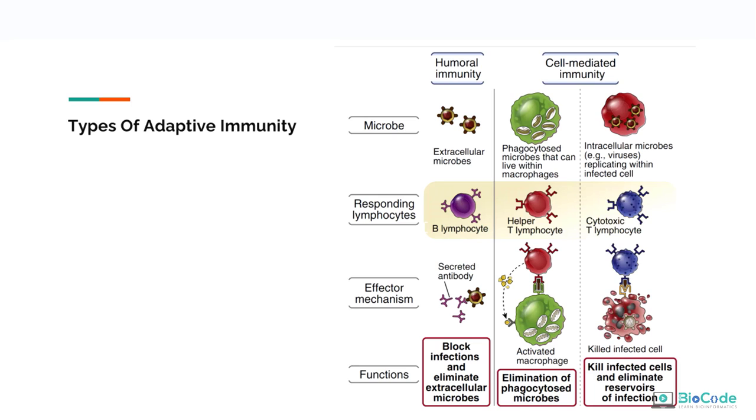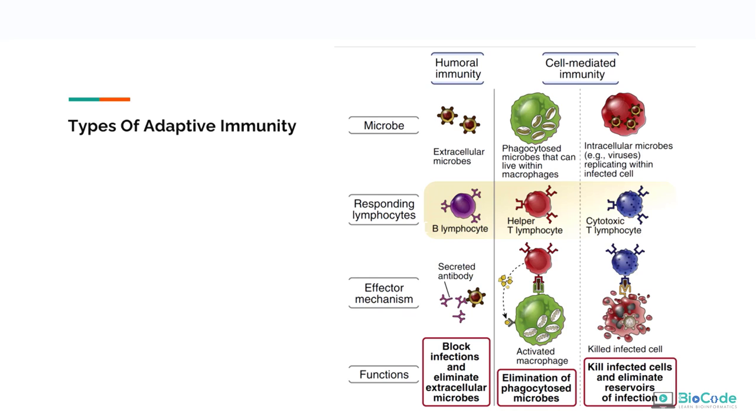Types of adaptive immunity. We just talked about humoral immunity. Here you can see in this diagram the extracellular microbe. It activates the B lymphocytes, which respond to these extracellular microbes and start to secrete antibodies, which is their effector mechanism. By secreting antibodies, they block the infection and eliminate extracellular microbes from the body.